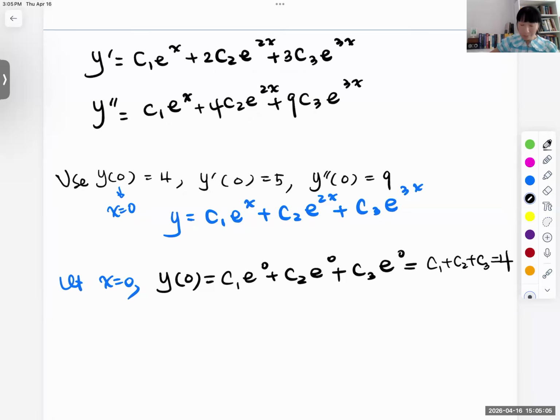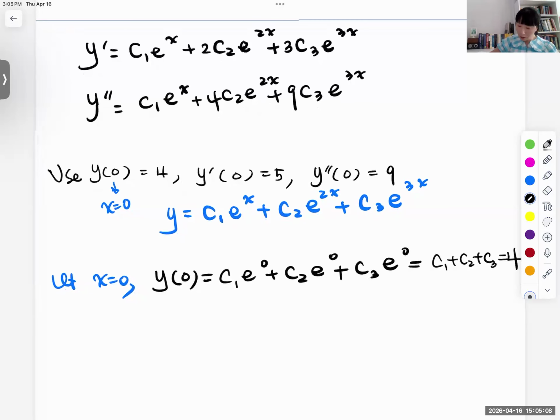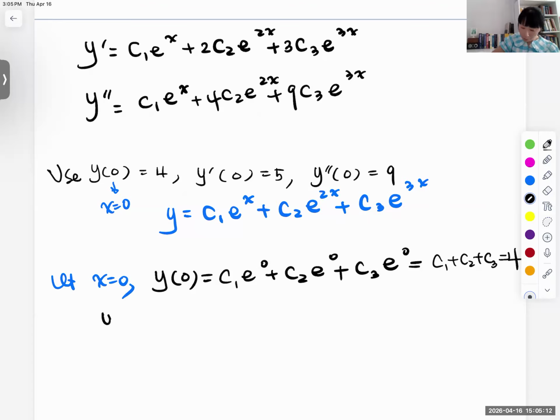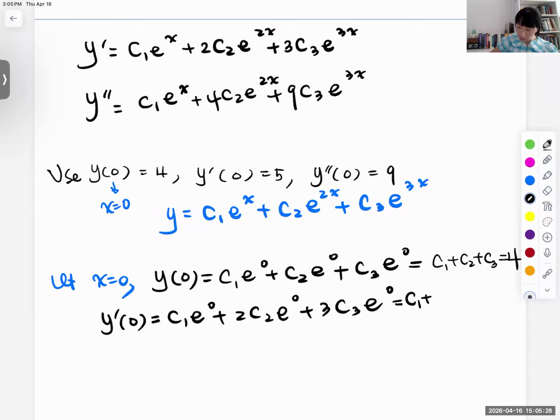Okay, now what about the y prime, right? So y prime of 0: c sub 1 e to the 0 plus 2 c sub 2 e to the 0 plus 3 c sub 3 e to the 0. So there will be c sub 1 plus 2 c sub 2 plus 3 c sub 3 equal to y prime of 0 equal to 5.